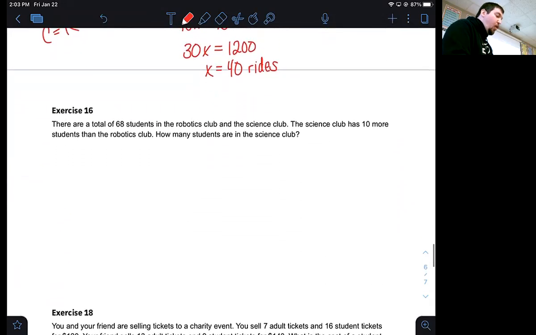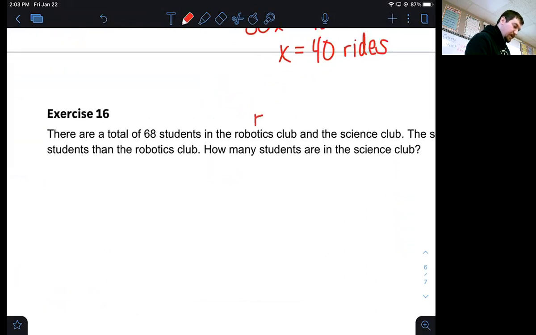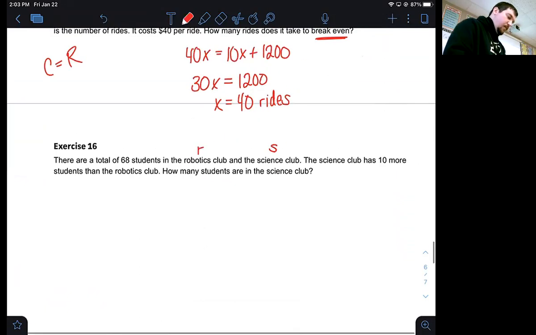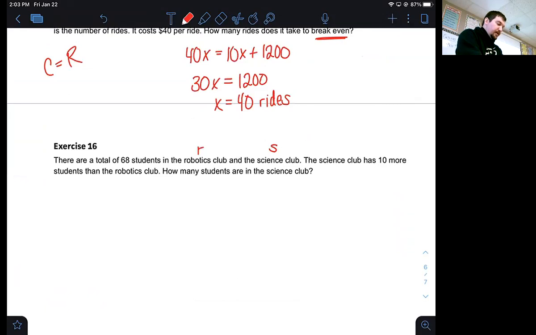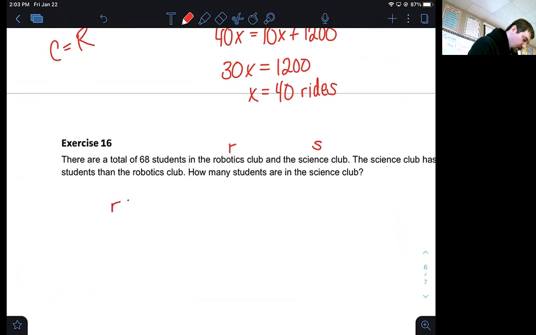Number 16, we're only going to write the system of equations. We're not solving it, but I want to practice a story problem here. There's a total of 68 students in the robotics club and science club. R for robotics club, S for science club. The science club has 10 more students than the robotics club. How many students are in the science club? We're not even going to solve. We're just going to write the equations. What's one of them, AJ? Good job.